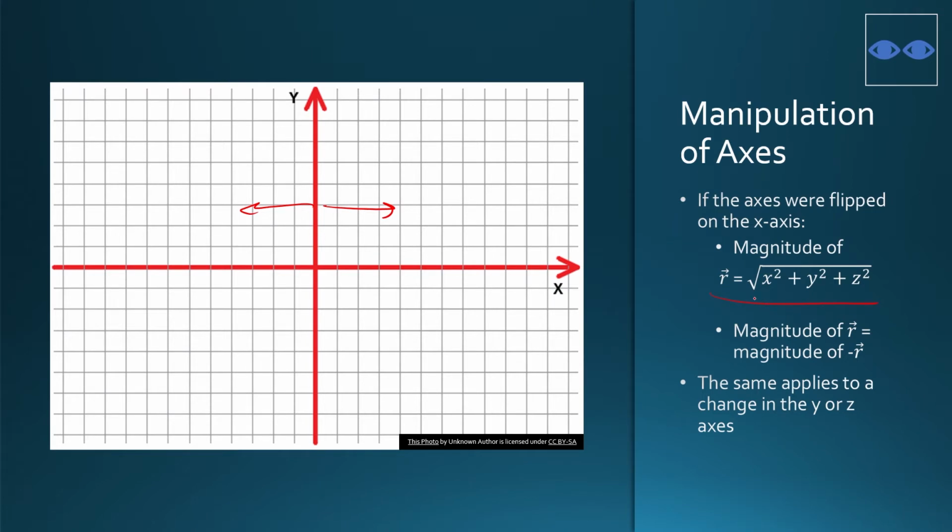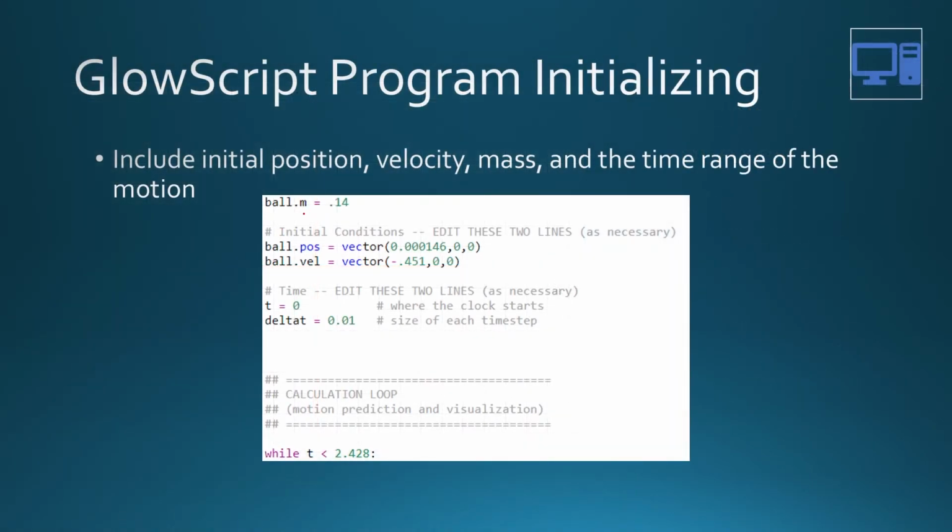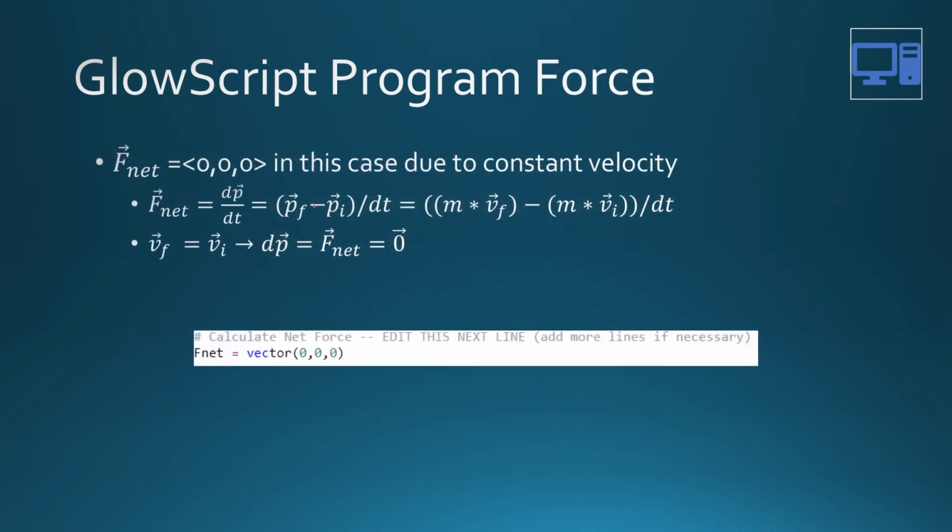However, the direction would, which would flip the slope of the position over time graph and flip the sign of the velocity graph. When initializing my GlowScript program, I utilized the ball's mass, the initial position, the initial velocity, and the delta t that I used from my Tracker program. I also calculated that the net force would be 0, since the change in momentum would be 0, since velocity final equals velocity initial, which is the overall basis of this lab.